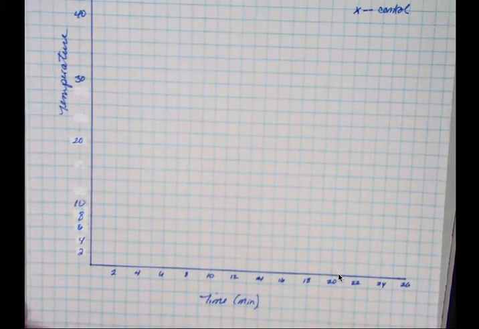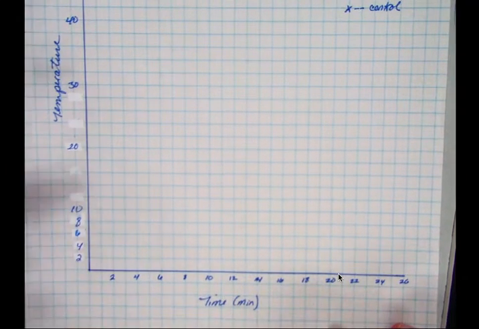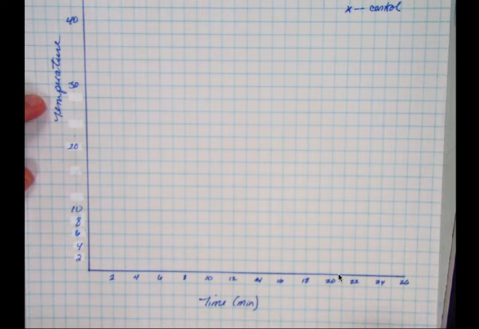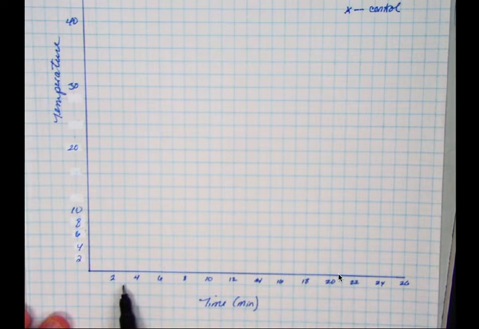My time goes on the bottom. Time is independent. And then temperature is my dependent on my y-axis. So I'm starting across my bottom, counting by ones, and going up the sides, counting by 2.